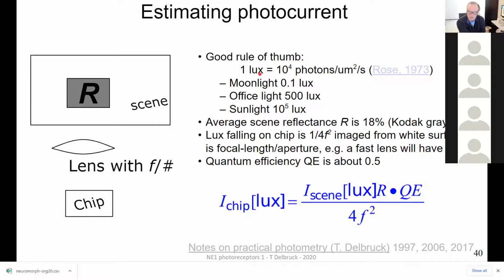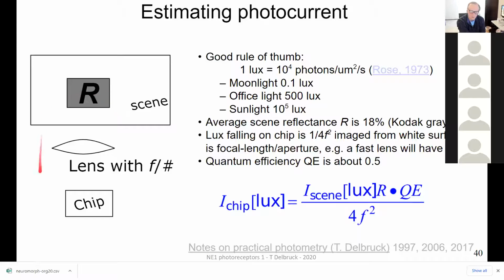He gives this rule of thumb that a lux is about 10,000 photons per square micron per second, and moonlight is about 0.1 lux, office light is around 500 lux, and sunlight is around 100,000 lux. Also, a very interesting fact, at least to me, is that the average scene reflectance in the world is about 18%. And that was measured by Kodak many decades ago. So on the average, the world reflects about 20% of the photons that you shine onto it.